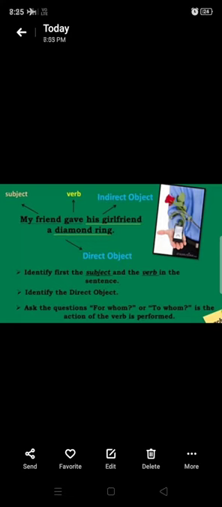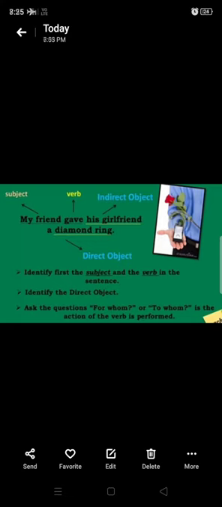Now class, I have already told you that to be an object in a sentence, it has to be a noun or pronoun. So coming back to the example, we have a problem here: we have two nouns, that is, his girlfriend and the diamond ring. Both are nouns, so they are objects. So what could be the direct object?